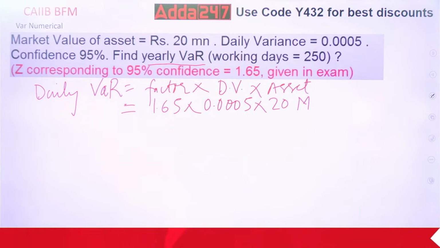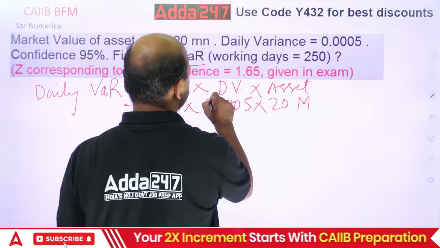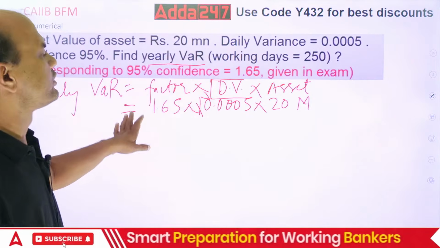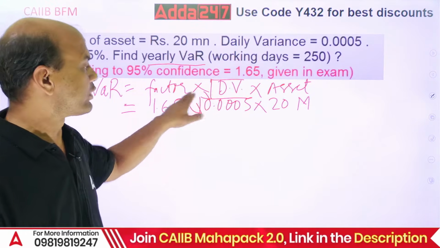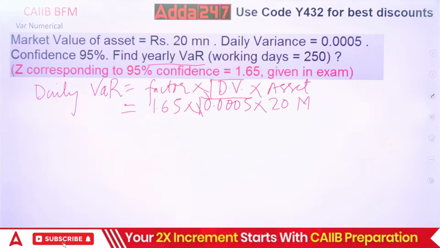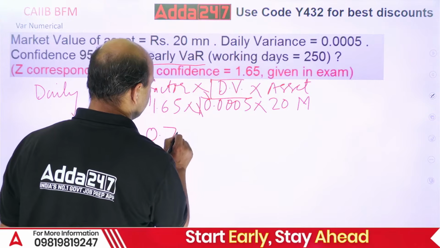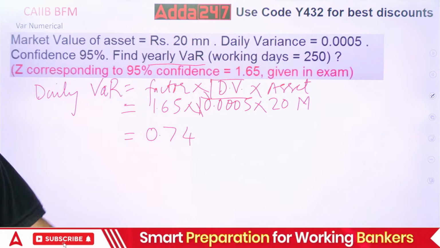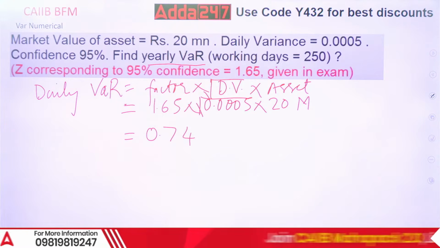So it was the square root of daily variance. Square root of daily variance, so factor into square root of daily variance into asset. So what are you getting as the answer? What I am getting is 0.74. Are you also getting 0.74? Check it, everyone.